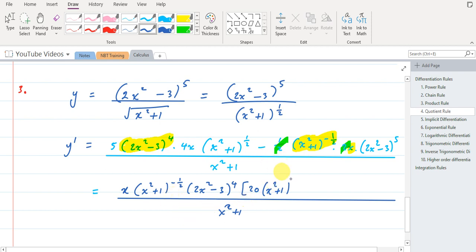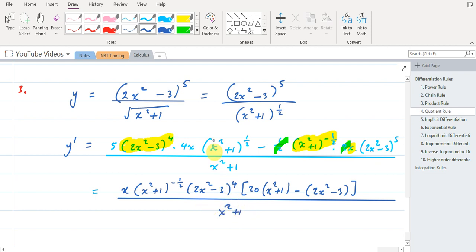Now the next part is minus. Now remember, the x and the x cancel out. The x squared plus 1 to the power negative half and the x squared plus 1 to the power negative half cancel out. The 2x squared minus 3 to the power 5 divided by 2x squared minus 3 to the power 4, we're just getting 2x squared minus 3. That's it. That's the only thing that we are getting in this second part, divided by this.